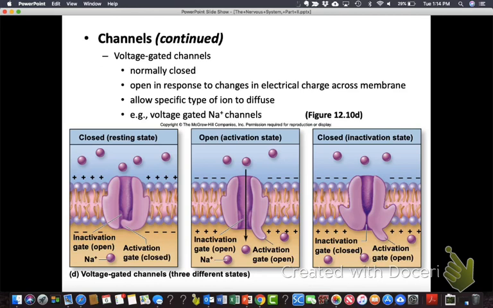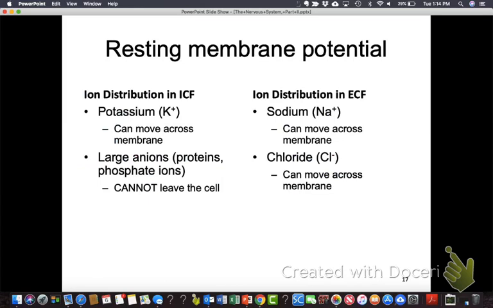Okay, so we'll come back and talk about these because the sodium voltage gates are going to determine some other factors associated with membrane potentials. All right, now we're going to look at the ion distribution. ICF is intracellular fluid and ECF is extracellular fluid.